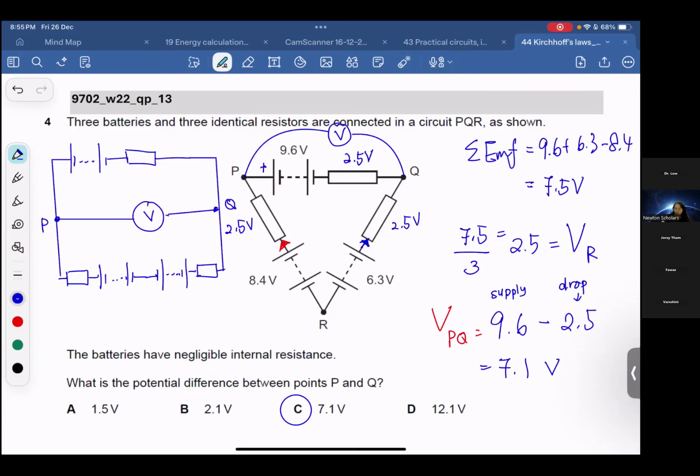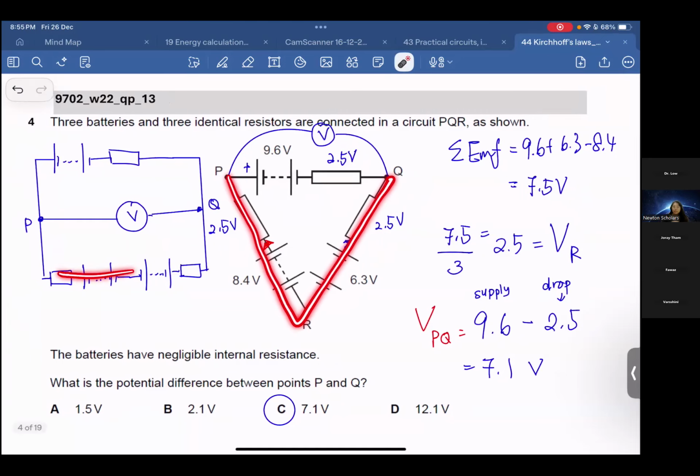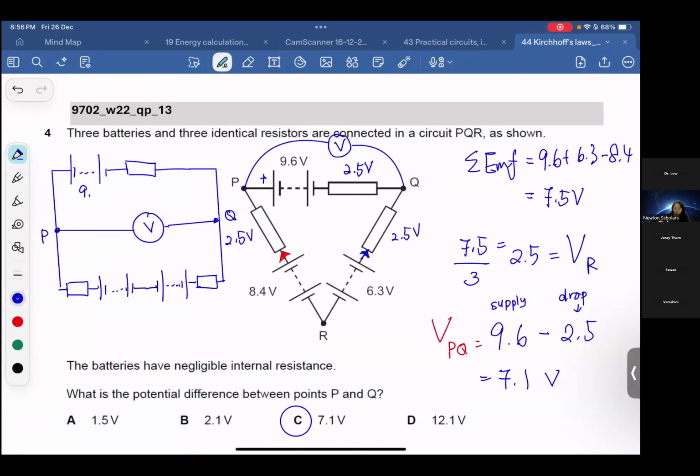Okay, are you able to agree with what I draw? I just made this one in series. What can you see? This one is in series, so I just draw it in one line. Okay, so here, just now I told you 9.6 volt here.